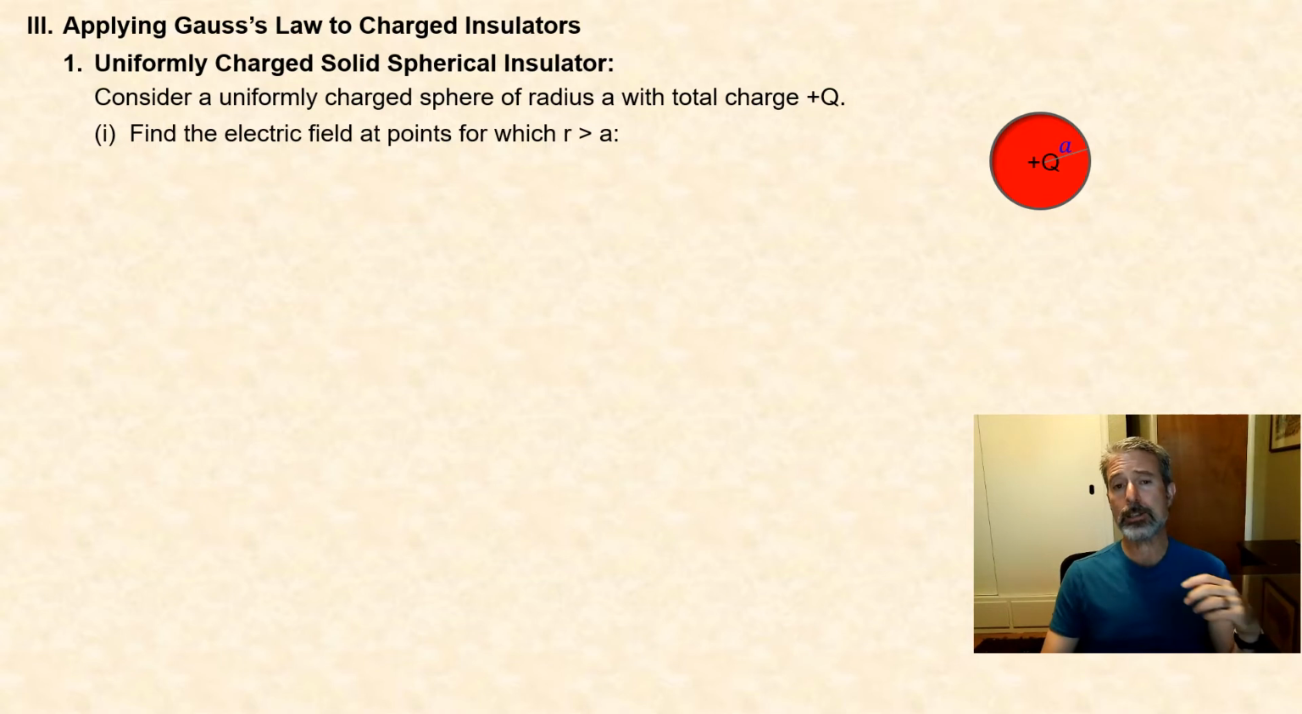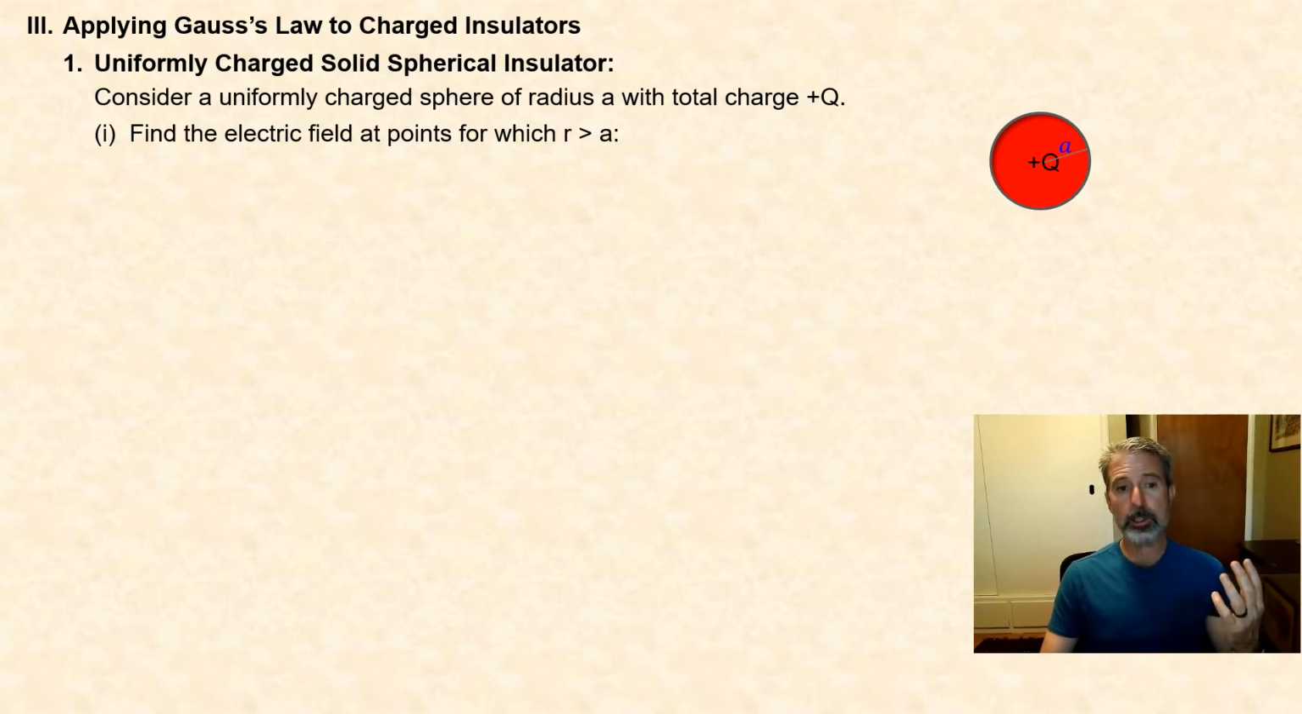Now that we've outlined these steps for applying Gauss's law to these special highly symmetric charge distributions, let's actually not just talk about how to do this in theory, let's do it. So let's look at some specific examples of these highly symmetric charge distributions and see how Gauss's law can very elegantly figure out what the electric field looks like at various points surrounding them.